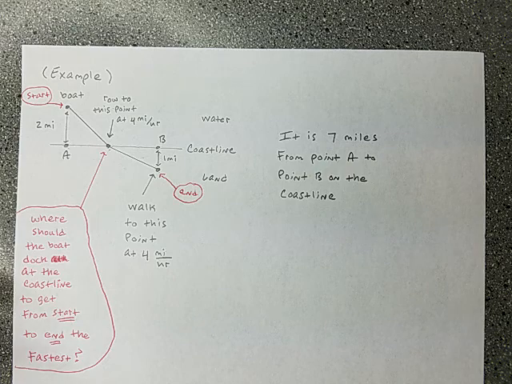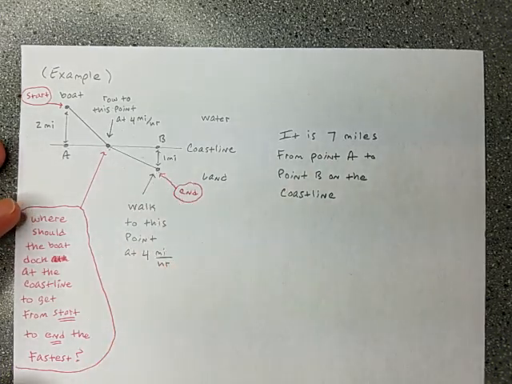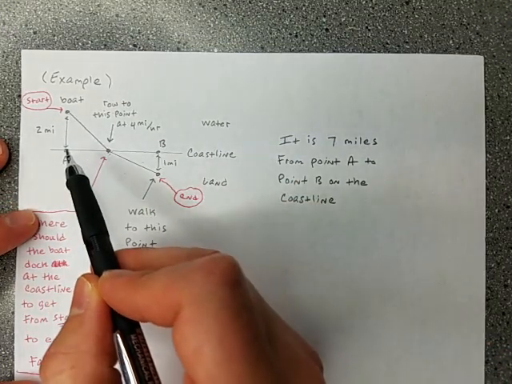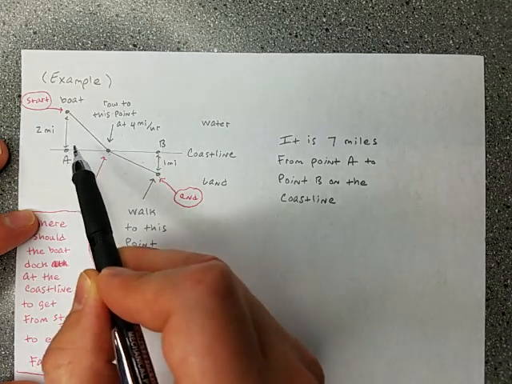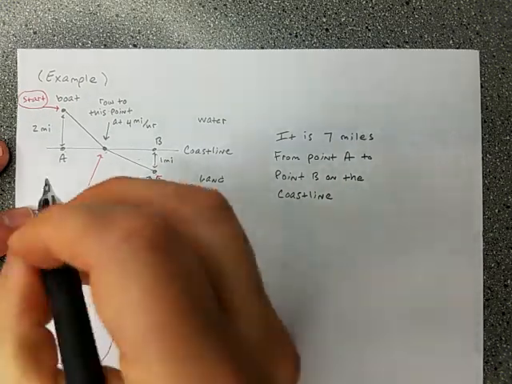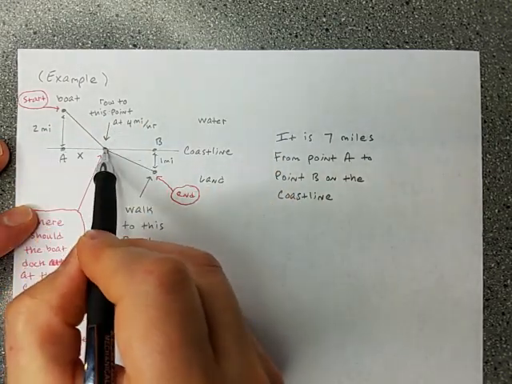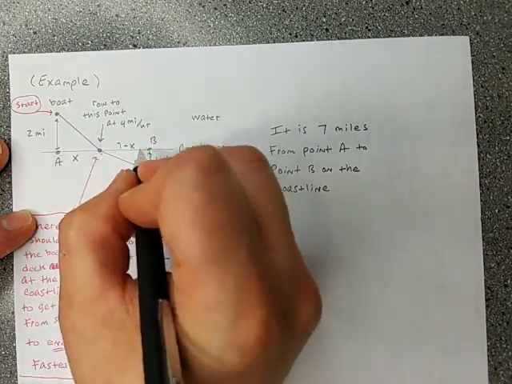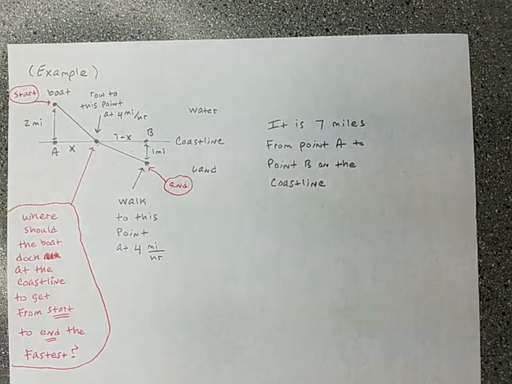Okay? Now, I want to redraw this with a little more detail. If it is 7 miles from point A to B, that means this distance and that distance have to add up to 7. And if they have to add up to 7, then this distance is x from here to here. And then this distance is 7 minus x from here to there. Okay? All right. Now, I want to minimize the time.